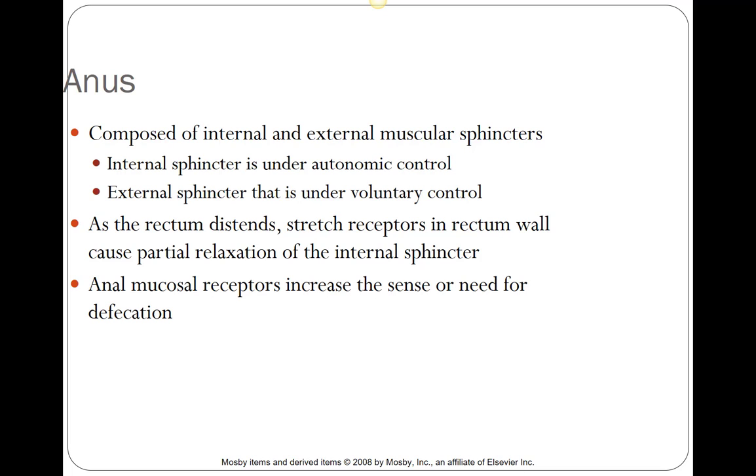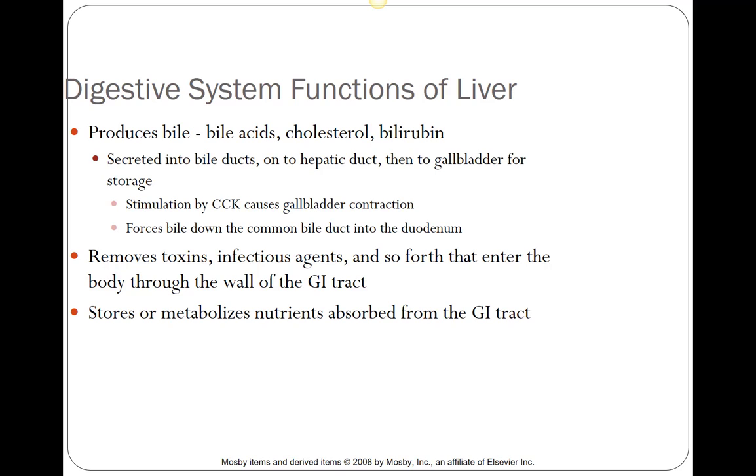There are anal mucosa receptors that sense the need for that defecation. You're also going to find things like anal glands and modified anal glands within this area.